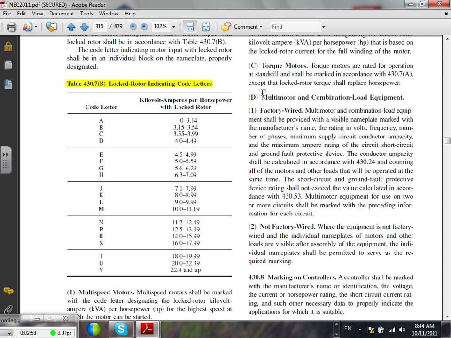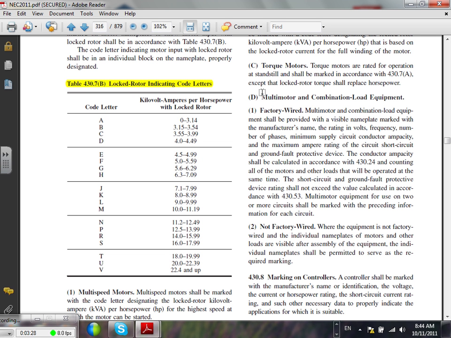Who cares? The question is, who cares if I know the starting current? Based on the starting current, guys, your system can malfunction or not work properly. Example, every time you turn on the air handling unit, the lights will dim. Would that make the customers happy? Or every time you turn on the air handling unit, the circuit breaker or the fuse will blow or the circuit breaker will trip. Would that make the customers happy? No. This is how you use this one, code letters.